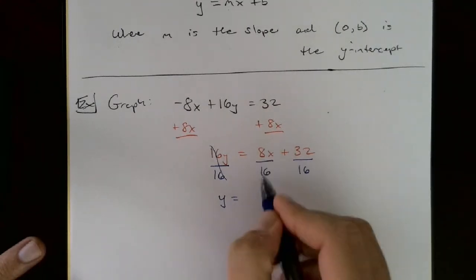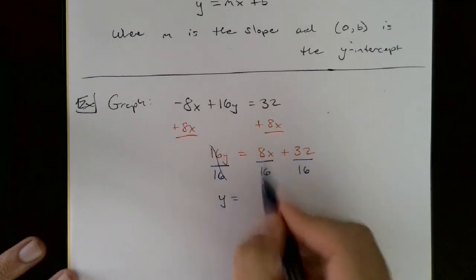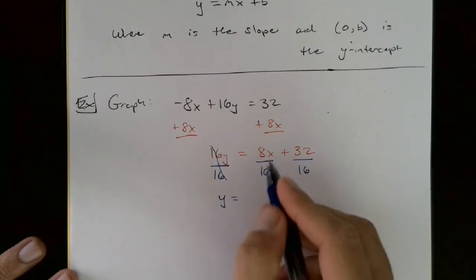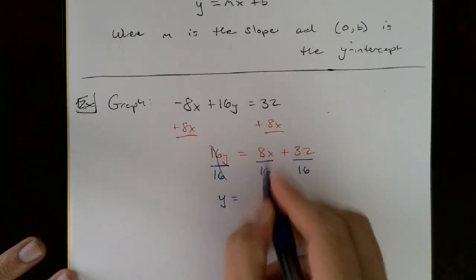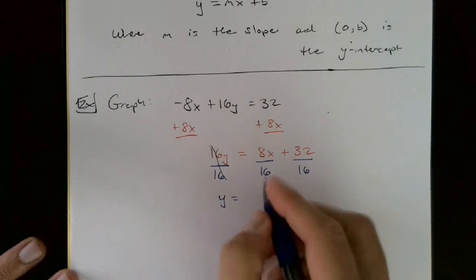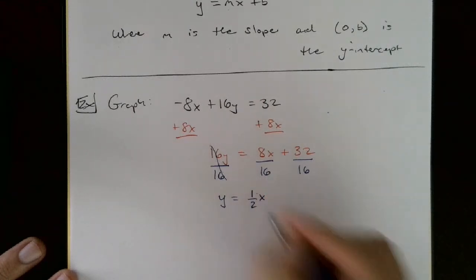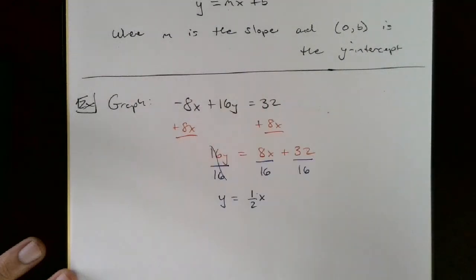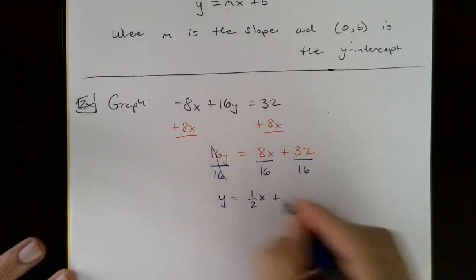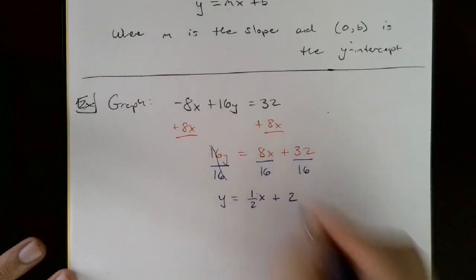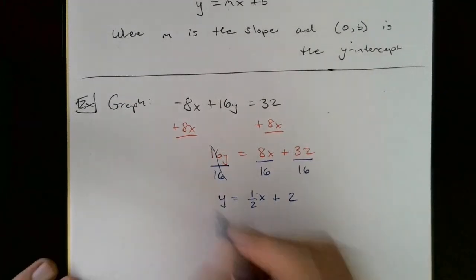8 over 16. How does that reduce? Well, you can divide 8 out of each of these. So it reduces to 1 over 2, which is 1/2, right? So 1/2, and then x can be written in the numerator or right next to it. Typically, we're going to write it right next to it to follow our form, plus 32 divided by 16, which is 2. So we get y equals 1/2x plus 2.